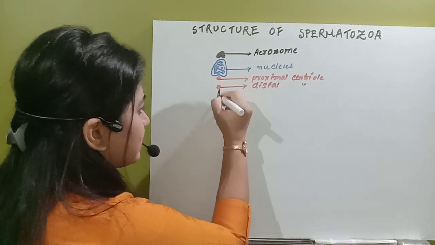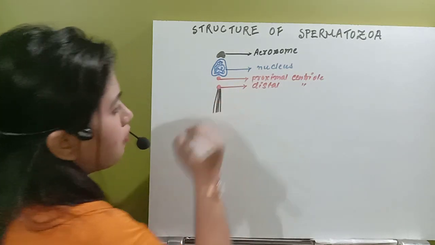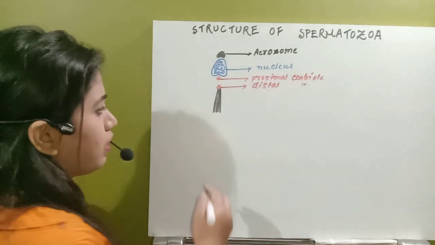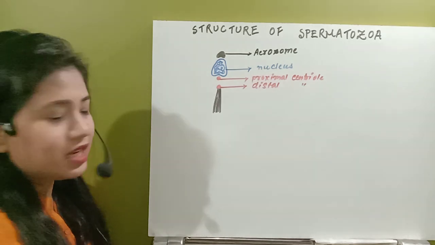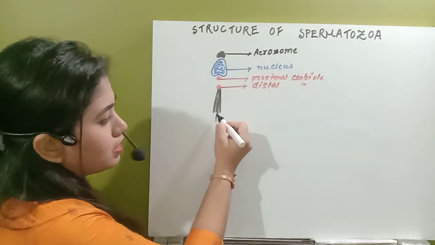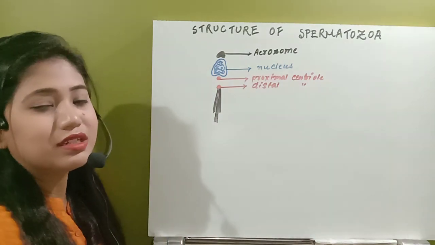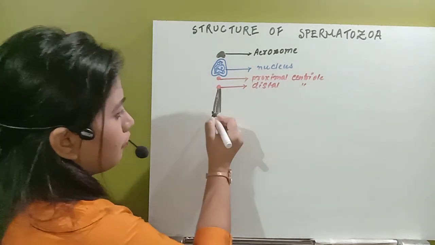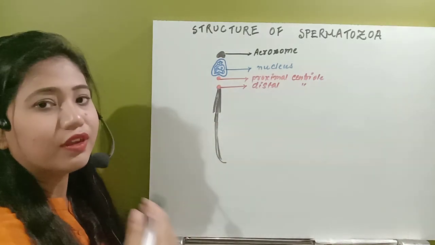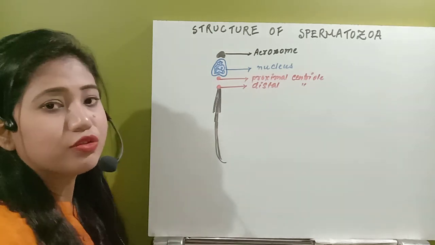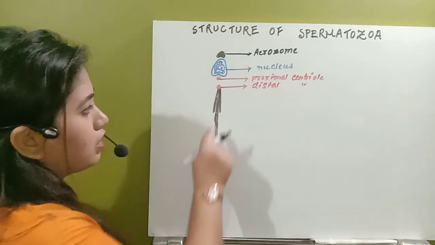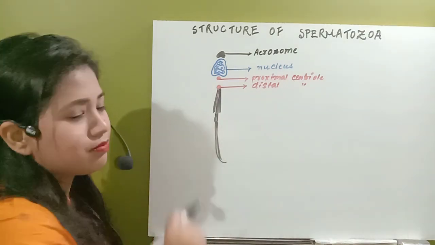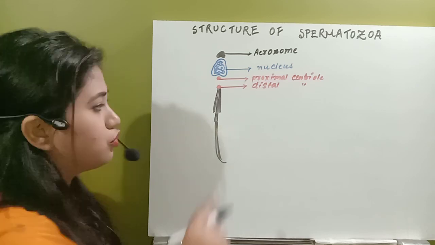So we are going to have these axial filaments. A number of axial filaments are formed from this distal centriole. Of these filaments, only the centrally located axial filament is going to elongate towards the tail region. Those present on the periphery are not going to elongate towards the tail.